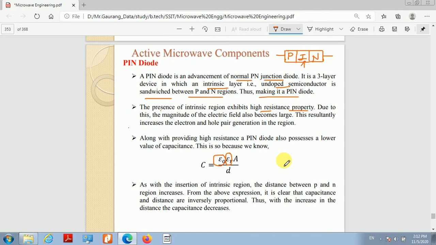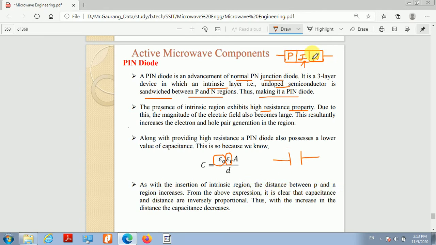So basically if you look at the structure of a capacitor, then in a capacitor there are two metal plates separated by dielectric material. Okay, so here also in the PIN diode, this P material acts as one of the plates, N material acts as another plate, and there is an intrinsic layer which acts as a dielectric, hence it provides the capacitance value. So with the insertion of the intrinsic region, the distance between the P and N regions increases.